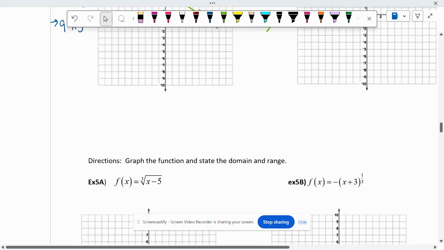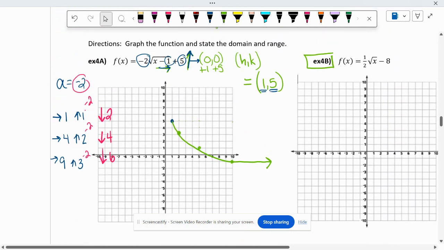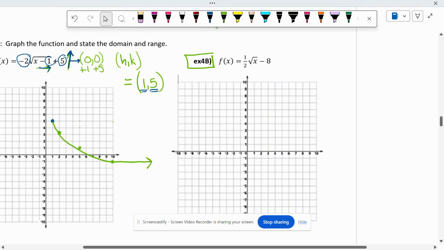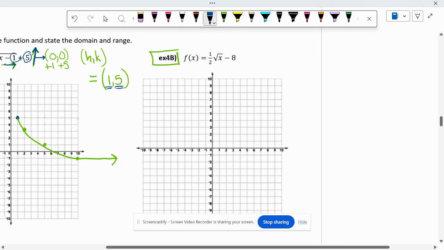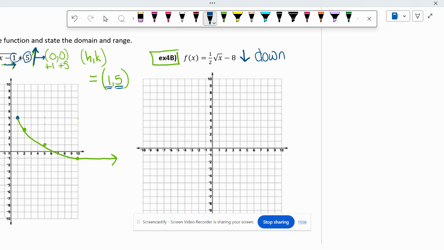Not true. We're going to do example 4b now. I'm skipping 5a and 5b. My bad. So let's look at example 4b. Okay, so I have a movement outside of the function. That means that I'm going to go down 8. That's my vertical. So my original starting point was 0, 0.